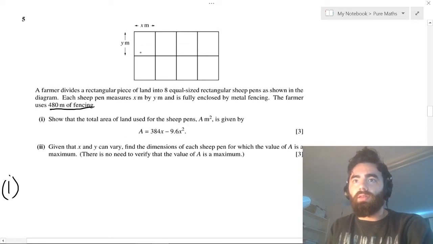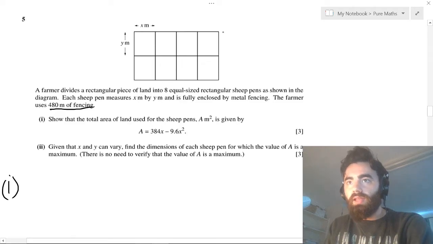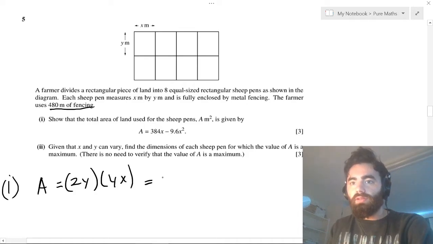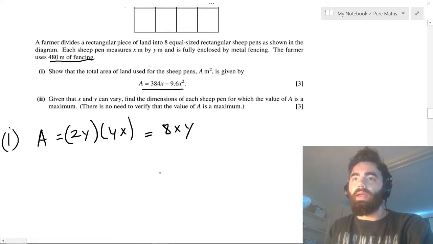Well, we know the area is just going to be this length times this length. So our area is going to be equal to, this is just 2y times, well, 1, 2, 3, 4x, which is just 8xy. But this is just in terms of x, so we need an expression that relates y and x.